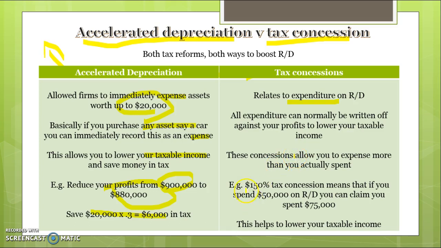So the tax concession for research and development, 150% tax concession, the dollar sign shouldn't be there, means that you can claim that you spent 1.5 times what you actually did. So if you spend $50,000, you can say you spent $75,000, and therefore reduce your profits by $75,000 instead of $50,000. This helps to lower your taxable income, and again helps encourage people to invest in research and development. So both of them work in slightly different ways. This one allows you to claim things as expenditure that you normally wouldn't, and this one allows you to claim expenditure, but you can claim more than what you actually spent because it's associated with research and development.